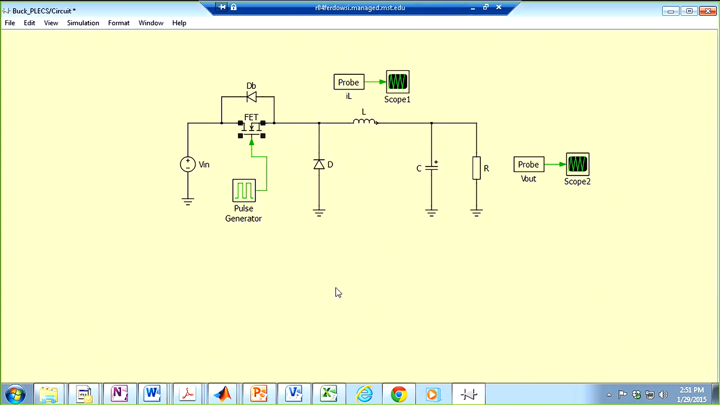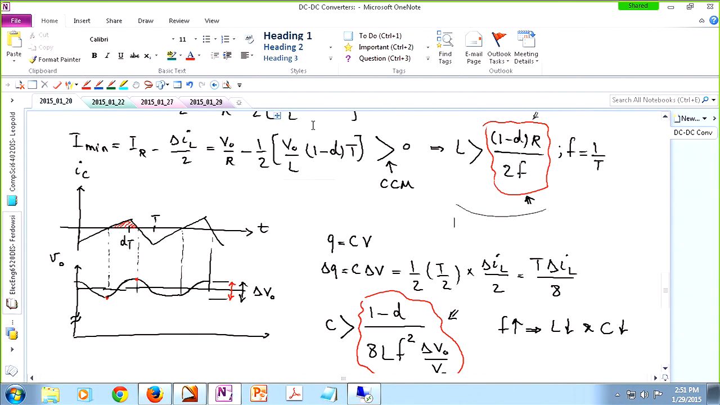All right, any questions? All right, so this was simulation. Later on, when we get to more advanced topologies, maybe one of your homework assignments is going to be, for instance, simulate a particular converter, later on, but not for next week. Okay, so let's get back to our lecture.